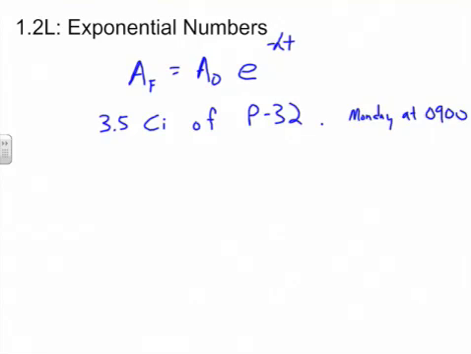So with phosphorus 32, one of the things we have to concern ourselves with is that it's a radioactive substance, so it's continuously decaying away. It may have 3.5 curies today, but by tomorrow it's going to have less than 3.5 curies because it's getting less and less all the time. So if we take a look at P32, we need to know something about how fast it radioactively decays.